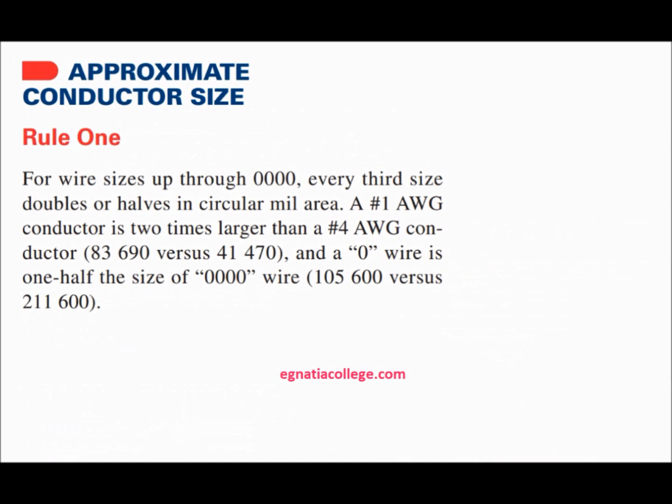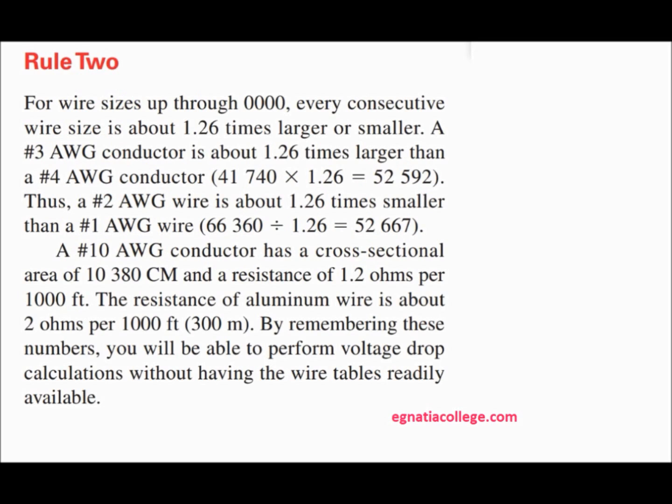Approximate conductor size. Rule 1: For wire sizes up through 0000, every third size doubles or halves in circular mil area. Rule 2: For wire sizes up through 0000, every consecutive wire size is about 1.26 times larger or smaller. A number 3 AWG conductor is about 1.26 times larger than a number 4 AWG conductor.